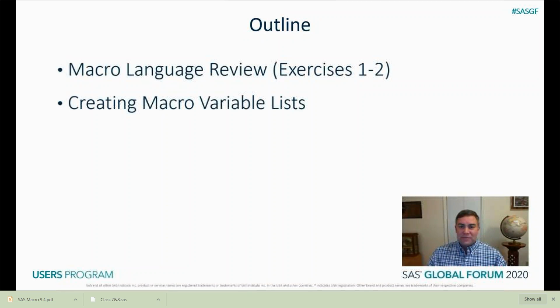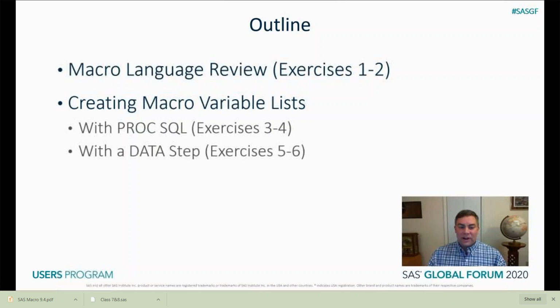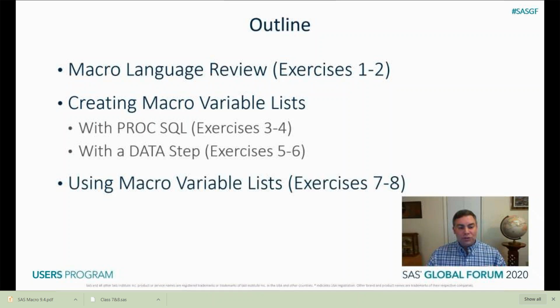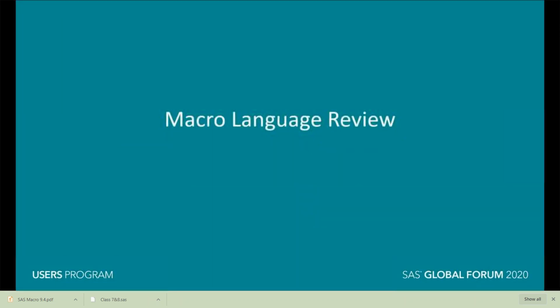Then we'll talk about creating macro variable lists, and specifically, we'll talk about how to create them using PROC SQL, and we'll talk about how to create them using a data step. Two different methods with the same outcome, and we'll talk about why you might want to use one or the other in a certain situation. And then we'll talk about actually using these macro variable lists to do something useful. And as you can see, we'll go through 8 exercises over the course of these topics. With that, let's dig into our macro language review.